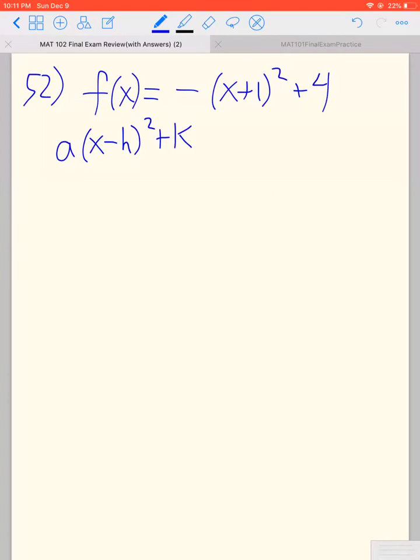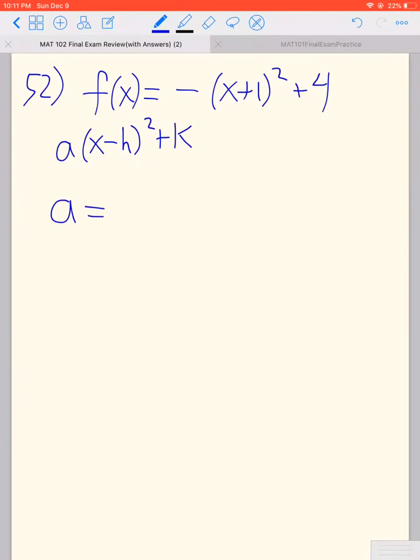Let's take a look at question number 52. In 52, we're asked to graph this function and also give some information about its domain and range. The first thing we would want to take a look at here is how this graph is going to open, whether it opens up or down, and that's determined by the coefficient a.